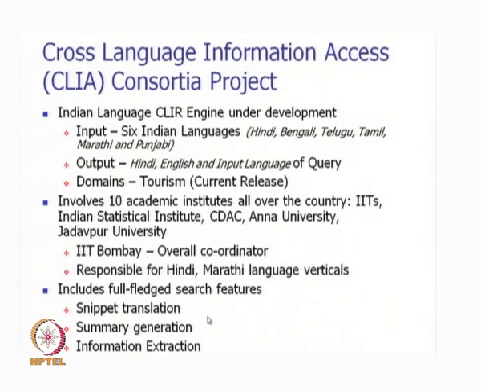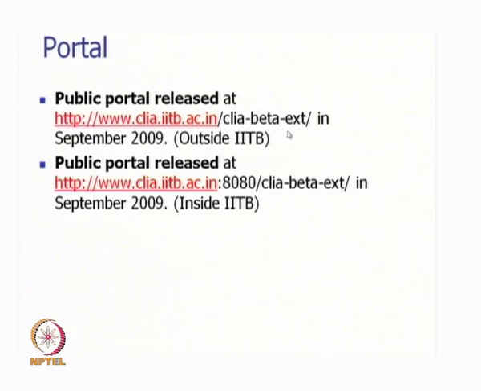Now, the whole system includes full-fledged search features along with snippet translation, summary generation, information extraction. So, all these you understand is towards satisfying the information need of the user, even if the user does not understand English. The public portal which is used here is given here, http://www.clia.iitb.ac.in/CLIA beta ext, and within IIT we have to give the port address, namely 8080.